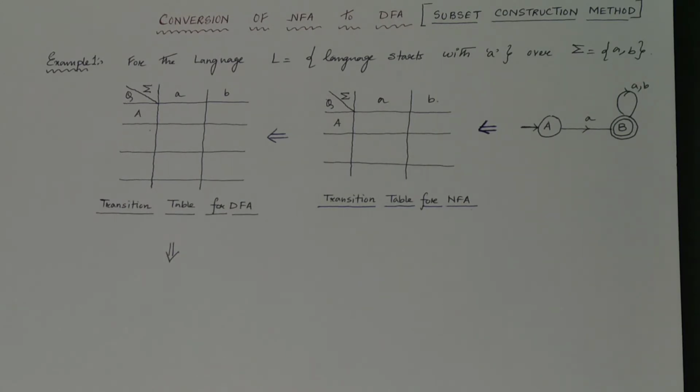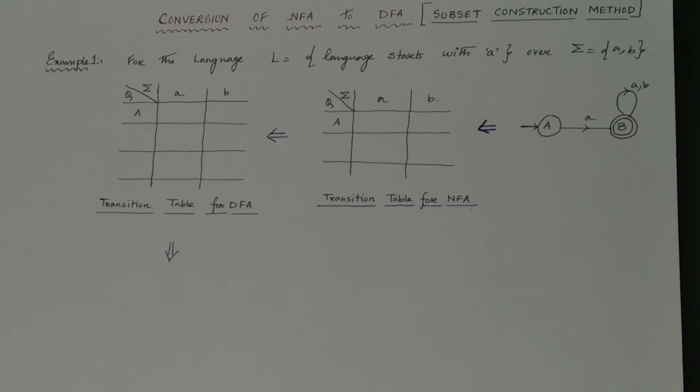Sometimes in your question paper, you might be given a particular language, and from that language you have to construct an NFA first, and then convert it into a DFA. This is how the question may arise. I have taken an example here, and there is no such algorithm. So if someone asks what the subset construction method is, you can explain this conversion process and take an example to explain it.